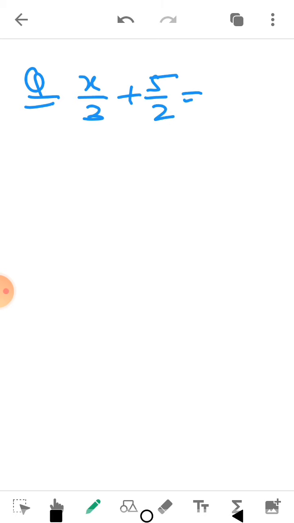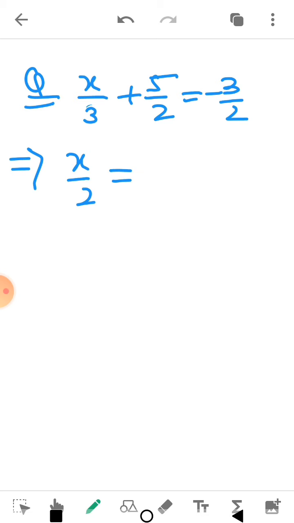Again, next. Next question is x upon 3 plus 5 upon 2 is equal to minus 3 upon 2. So we should not fear this equation. It is easily solved.